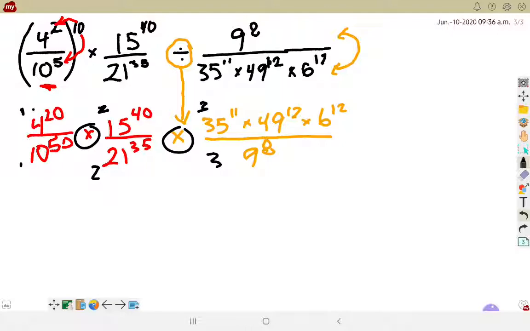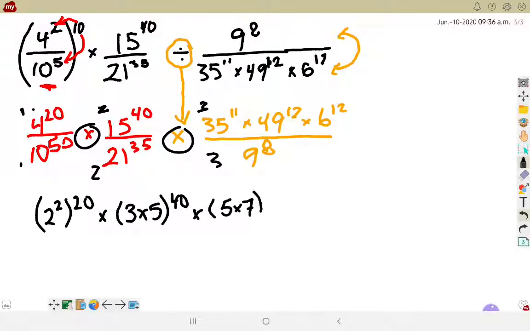All right, first thing, 4 exponent 20. So instead of writing 4, 4 is the same thing as 2 squared. So I'm going to write it as 2 squared with an exponent of 20. The second thing in my numerator, 15. 15 is the same thing as 3 times 5. So instead of doing 15 exponent 40, I'm going to go 3 times 5 exponent 40. For 35, that's 5 times 7, and I've got exponent 11. For 49, 49 is 7 squared. So I got 7 squared to an exponent of 12. And then 6 is 2 times 3.